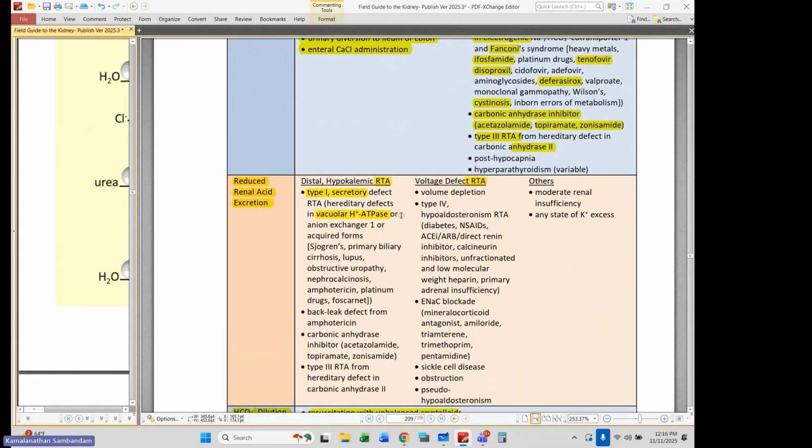So I've highlighted those transport defects. And then the acquired forms, I'm anticipating our discussion with this description of Sjogren's induced distal RTA. That, I would say, is one of your most common acquired forms of this secretory defect RTA. Okay. We have also published at our institution a case, one of the largest case series of lupus-induced secretory defects.